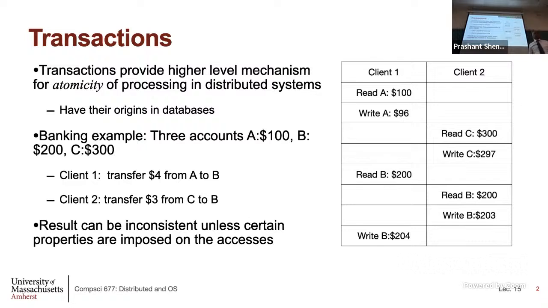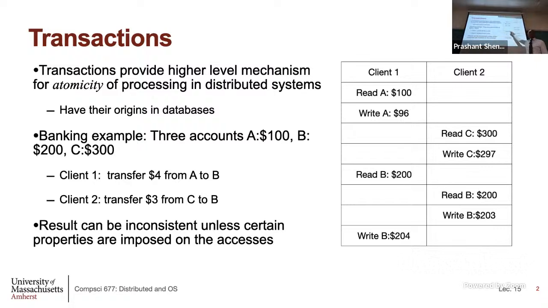So client two is going to read C's balance, which is 300. Take $3 from there, it brings it to 297. Now let's say you context switch when the time slice for client two ends. Somehow at some later point, you switch back to the thread or the process running client one. So client one is going to continue.